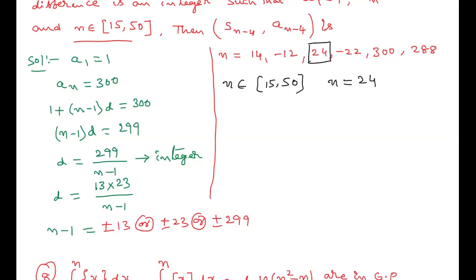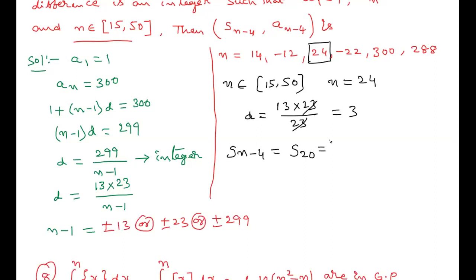If n is 24, then what is the common difference? 13 into 23 divided by n minus 1, 24 minus 1, that is 23. That is equal to 13. Now what we need to find? S n minus 4. S n minus 4 means S20, the sum of 20 terms.